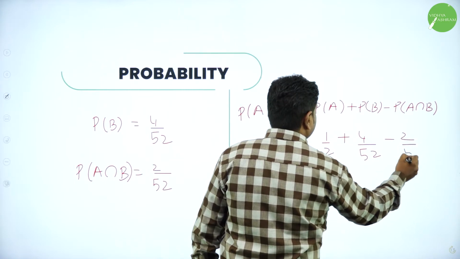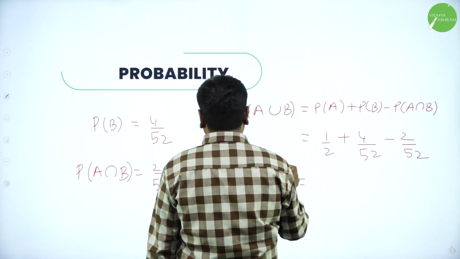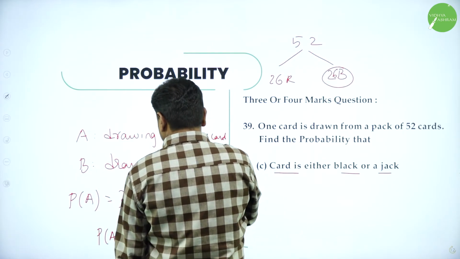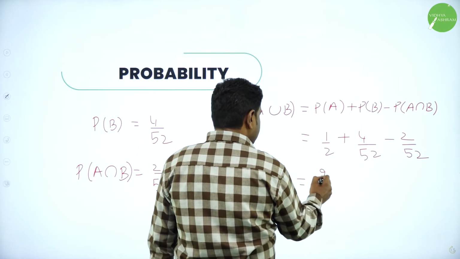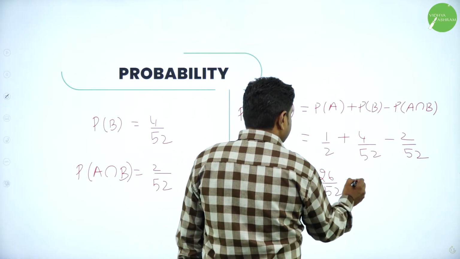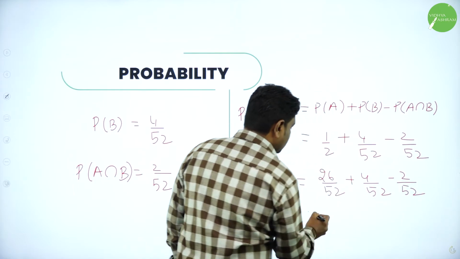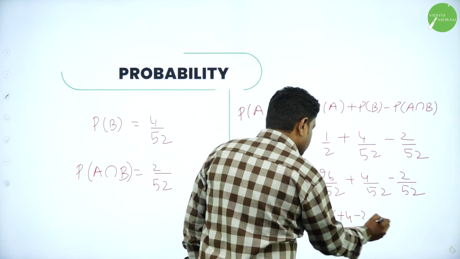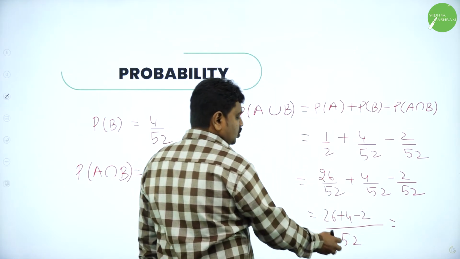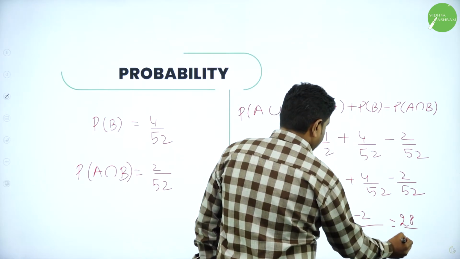Intersection 2 by 52. So here it is better we would have written this as 26 by 52 only. So I'll write the LCM fraction 1 by 2 as 26 by 52 only. 26 by 52, 4 by 52 minus 2 by 52. What is the LCM? LCM is 52. So 26 plus 4 minus 2. So it will become 30. 30 minus 2 is 28 by 52.